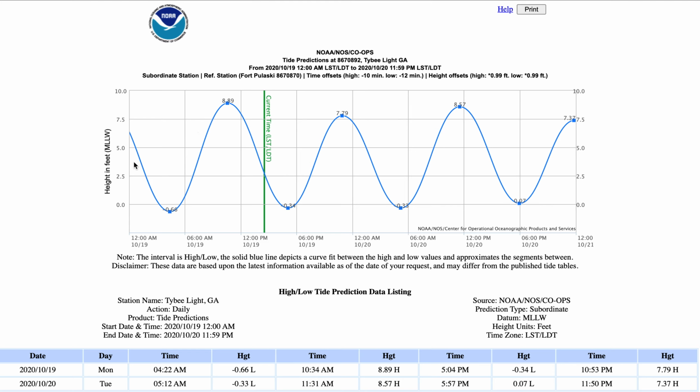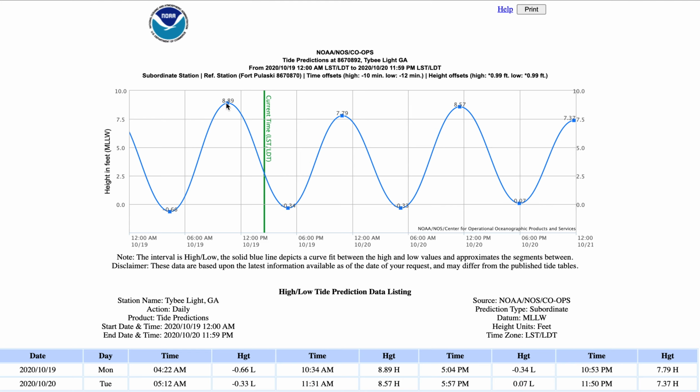We can see that on this axis of the graph, we're measuring the height in feet of the water. 0 would be sea level, or our mean lower water mark, which is the average of sea level. So we can see here we had our low tide sometime between 12 a.m. and 6 a.m. on our graph, and the low tide was at negative 0.66 feet.